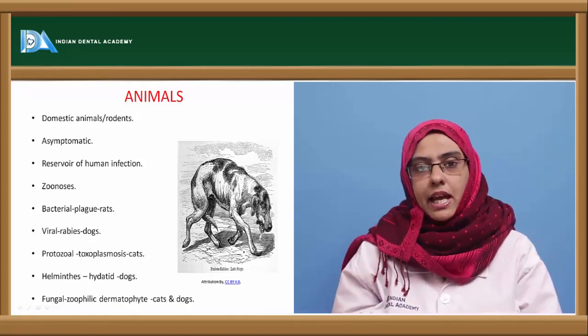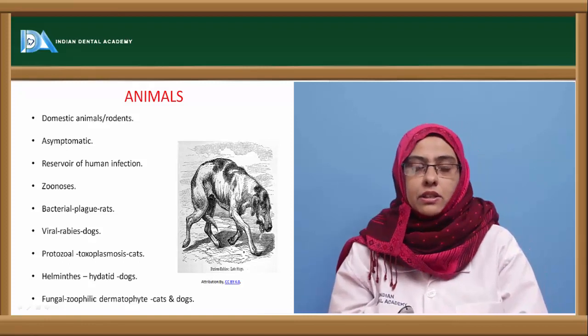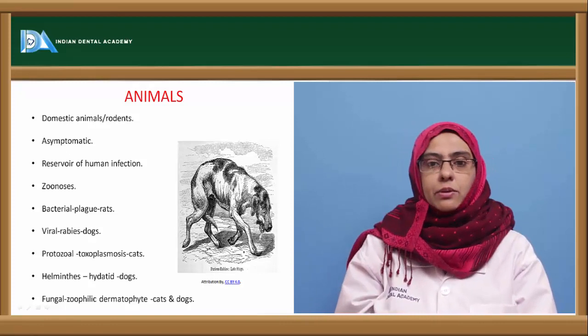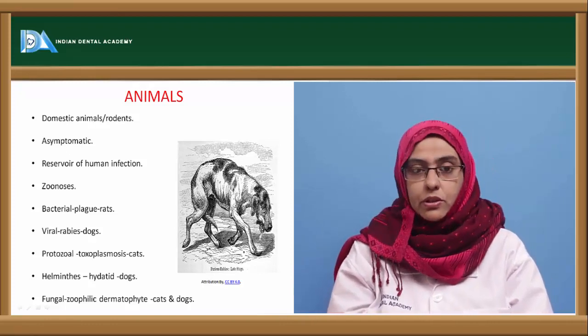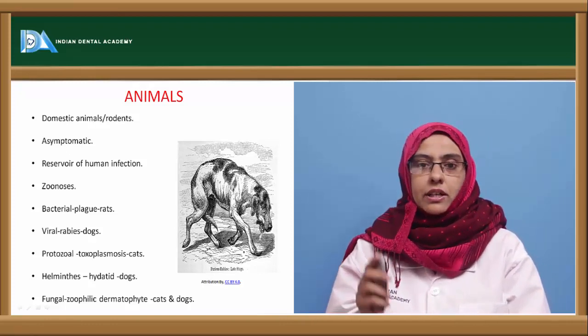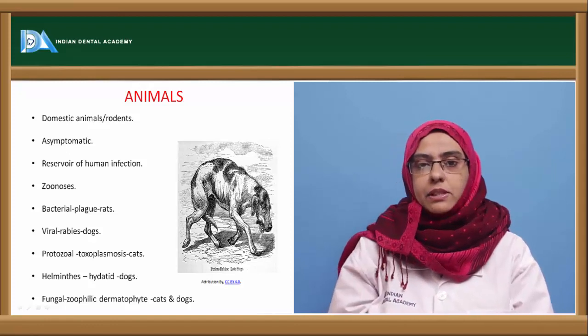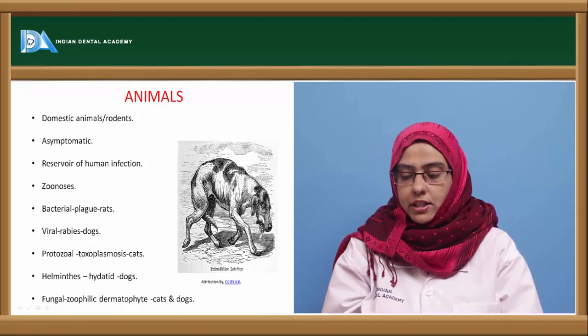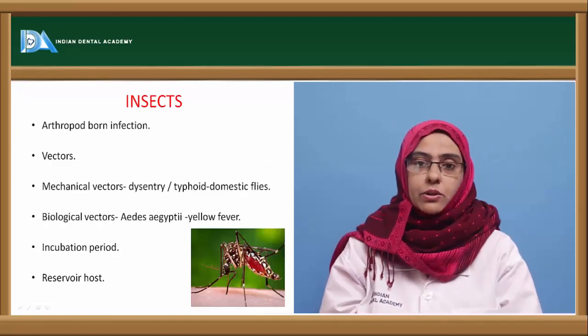So these animals can act as a reservoir host. They do not show symptoms. They have the pathogen with them, and they can transmit it to humans when they come in contact with them. So the diseases caused or transmitted by animals are called zoonotic diseases. This is a secondary source of infection that transmits diseases to the human body.